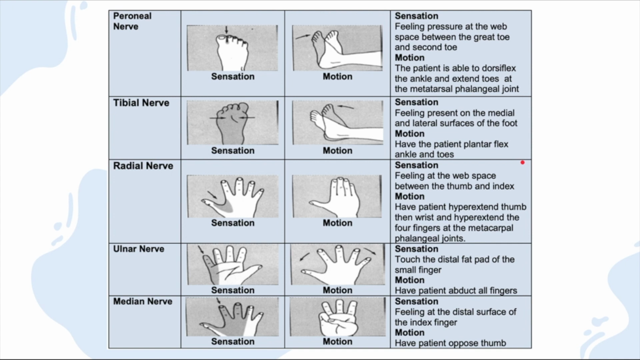The normal finding for sensation for radial nerve would be feeling at the web space between the thumb and index, and for motion, have patient hyperextend thumb, then wrist, and hyperextend the four fingers at the metacarpophalangeal joint. The normal findings for sensation and motion for the ulnar nerve would be touch the distal fat pad of the small finger, and then for motion, have patient abduct all fingers. The median nerve normal findings for sensation would be feeling at the distal surface of the index finger, and for motion, have patient oppose thumb.